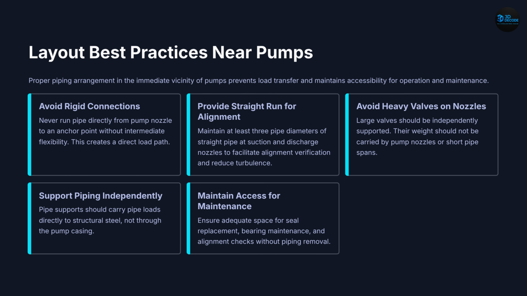Slide 8. Layout best practices. Good piping layout is critical. Avoid rigid connections directly from nozzle to anchor. Provide straight pipe lengths near nozzles. Support heavy valves independently. Ensure access for maintenance. These practices reduce load transfer.